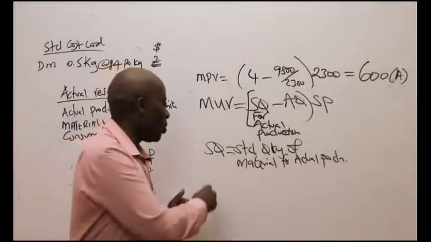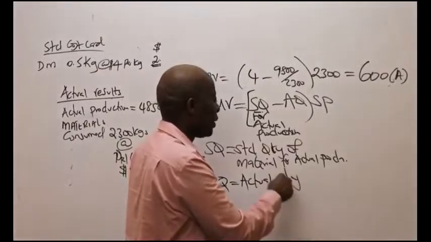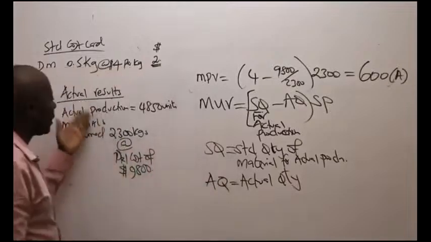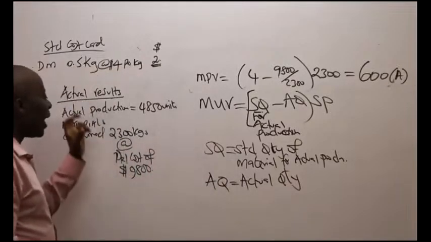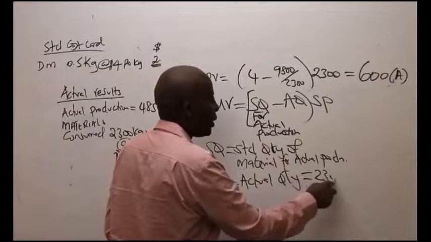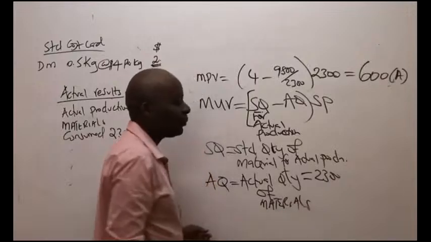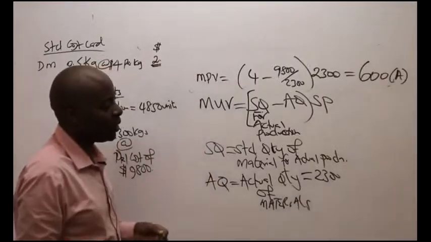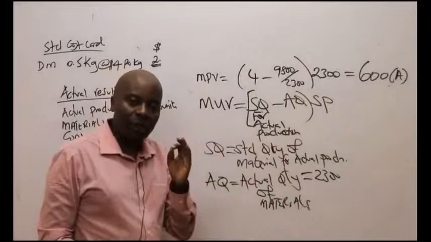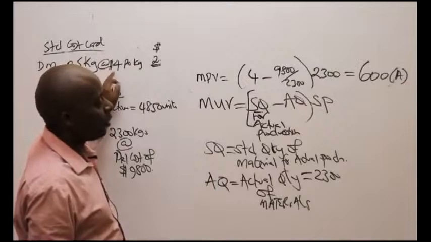So come to AQ. What does AQ stand for? This is actual quantity of materials. The actual quantity of materials, you're the ones who gave me from this actual result, who told me that we actually purchased and consumed 2,300 kilograms. Sorry, don't confuse with production. Actual quantity of materials is 2,300. And then, of course, SP is standard price per kilogram, and you gave me a figure of 4.